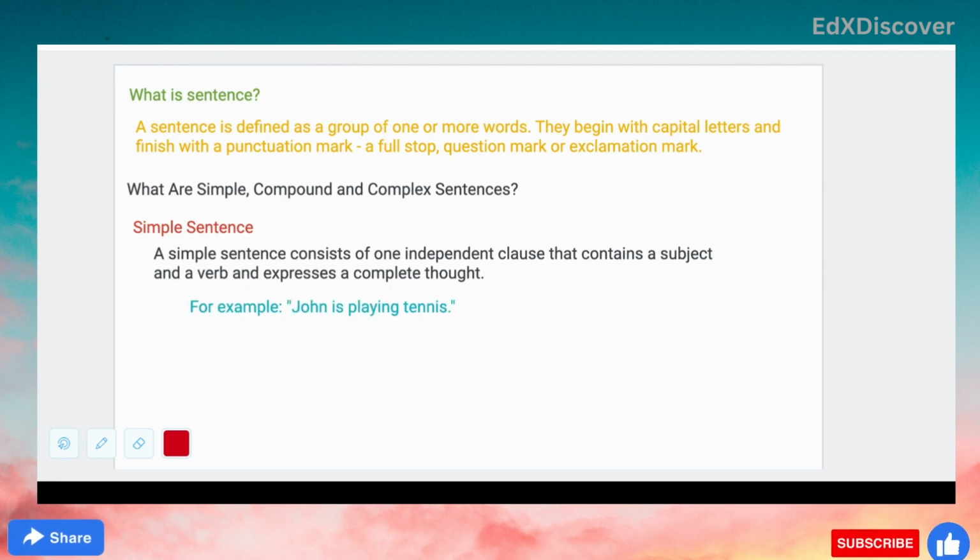So here in this sentence, the subject is John and the verb is playing and it expresses a complete thought. So John is subject and playing is verb. And this whole sentence is expressing a complete thought. Okay?